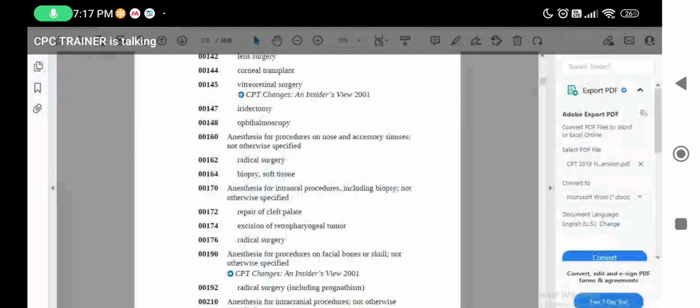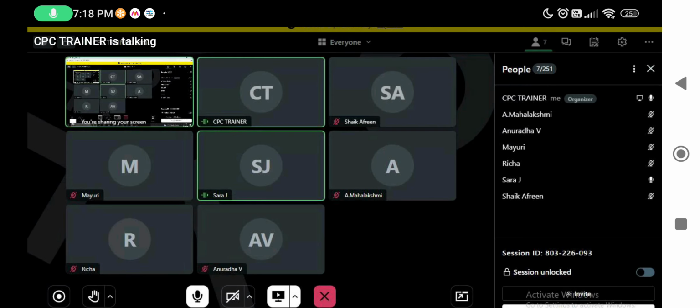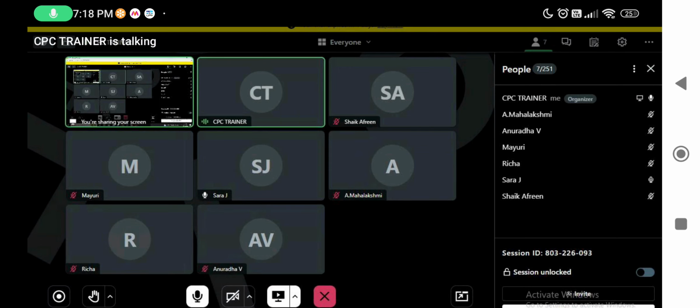Not only here, you have to read this way entirely. And one more thing, this is only for reading. Whenever you have to read, you have to follow this. But while coding, you code directly one code only, like 00176. That's all you have to code. So please note down, guys, the primary code and secondary code, we don't code together.